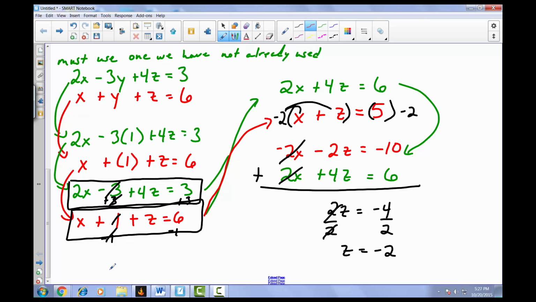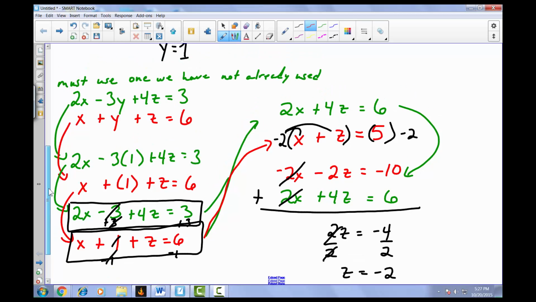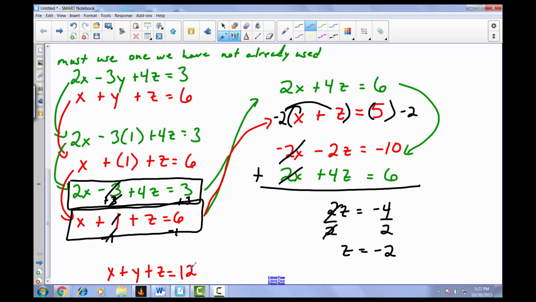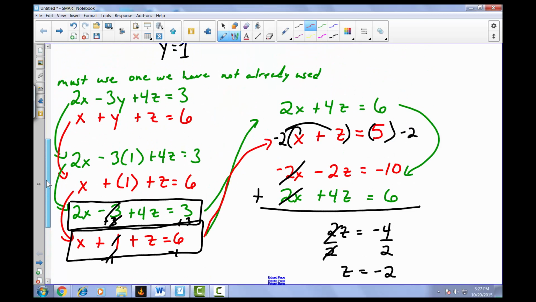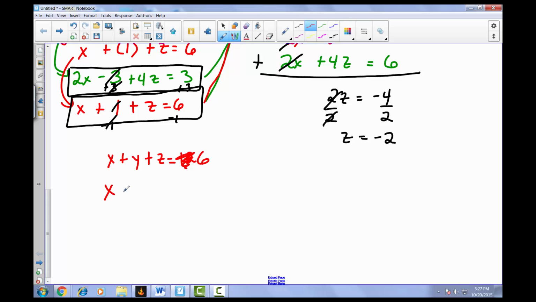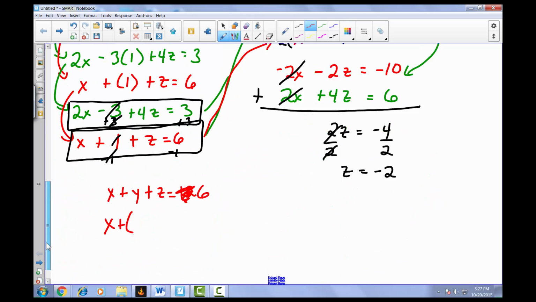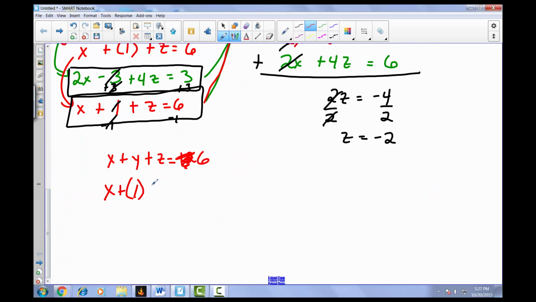So x plus y plus z is equal to 6. Pretty much just throwing in what we do know. Right now we don't know what our x value is, so it's still x. Plus, we do know our y value. That's 1 that we found earlier. And we also know what our z value is. It's -2. And that's equal to 6.